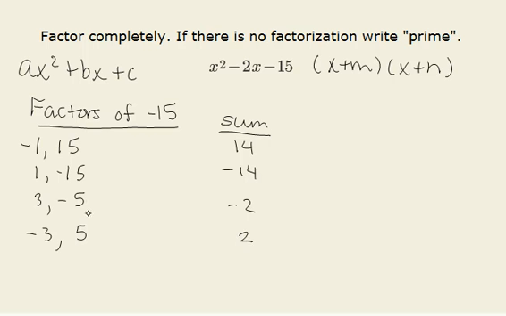Since one set of factors adds to negative 2, we know that we can factor this quadratic x squared minus 2x minus 15. And we can put it in this form, x plus m times x plus n. So here are our two factors. So we have x plus 3 times the other binomial, x minus 5. And now x squared minus 2x minus 15 is factored completely.